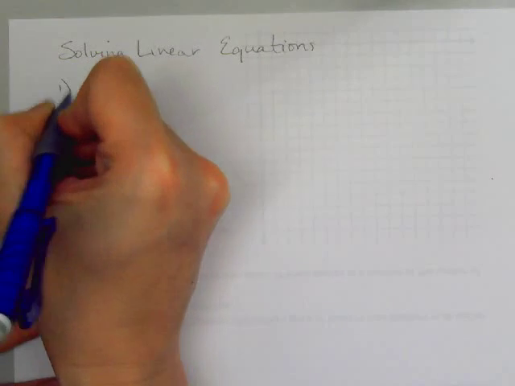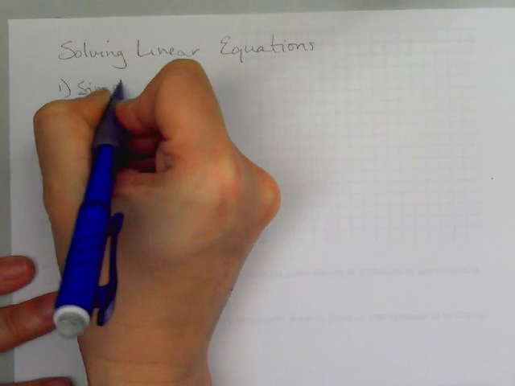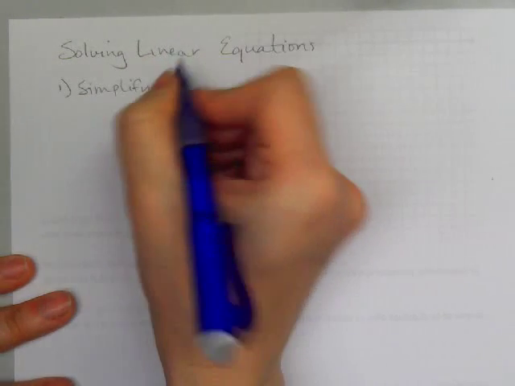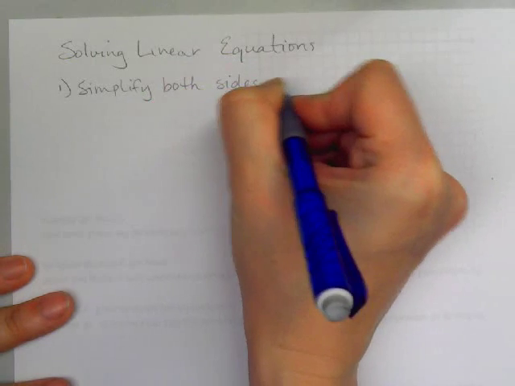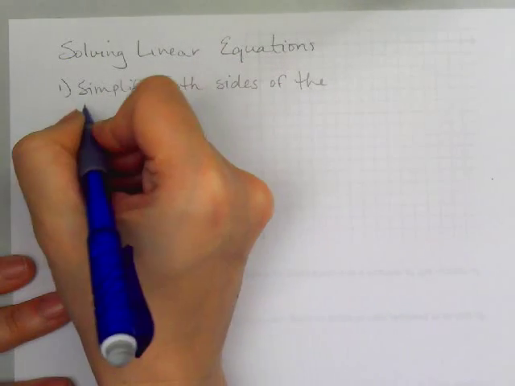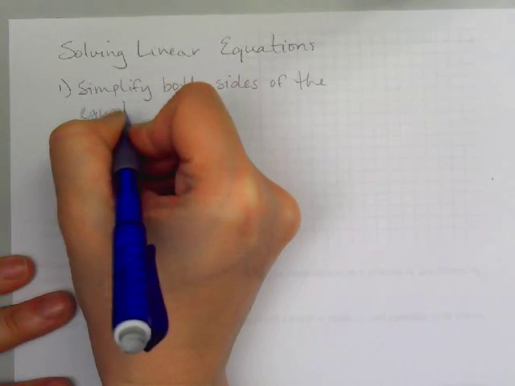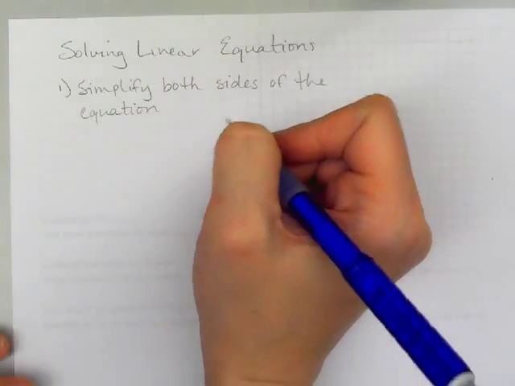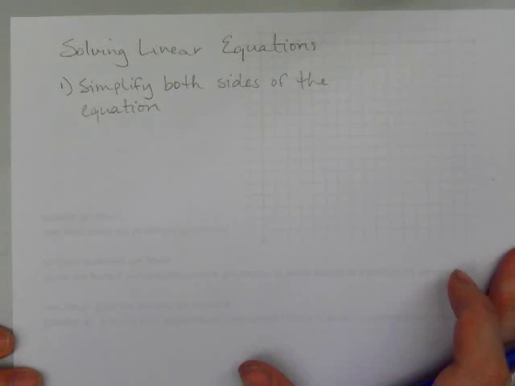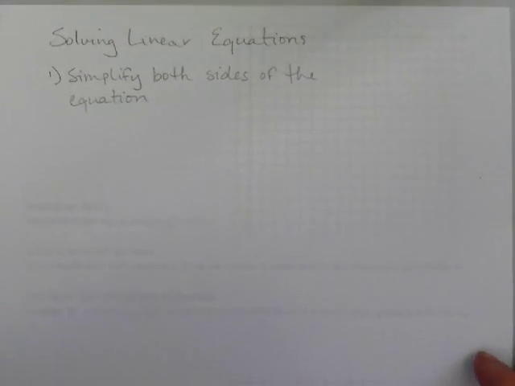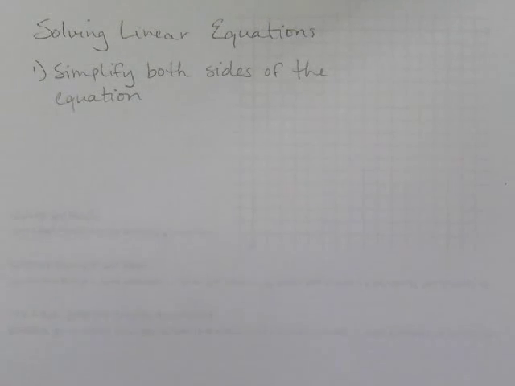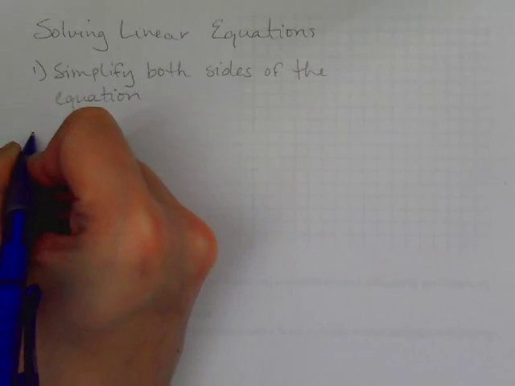So the first thing you want to do is simplify both sides of the equation. So when you are combining like terms, or you distribute and then combine like terms, just make sure you're not combining like terms across the equal sign. So you're simplifying everything on the left side and then simplifying everything on the right side.